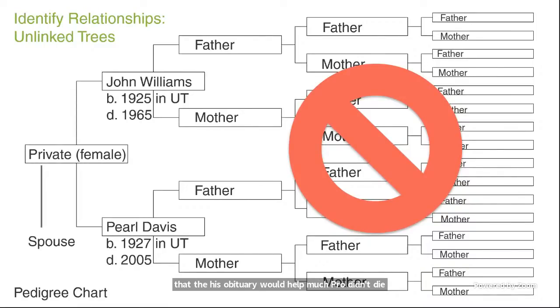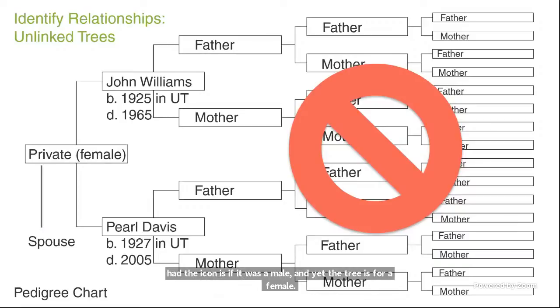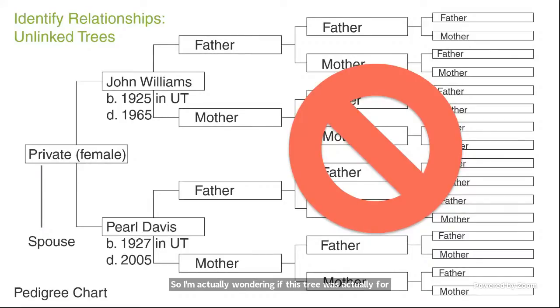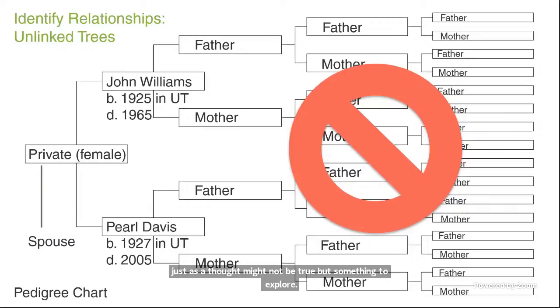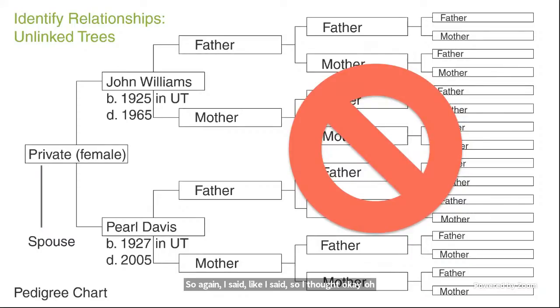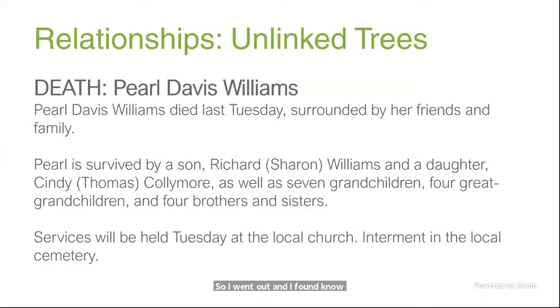So I went out and I found, because what I'm thinking now is, if you remember, the match themselves had the icon as if it was a male, and yet the tree is for a female. So I'm actually wondering if this tree was actually for the tester's spouse. Just as a thought, might not be true, but something to explore. So I thought, okay, obituaries, maybe Pearl's obituary would name her daughters and her daughters' husbands. So I went out and I found an obituary for Pearl.